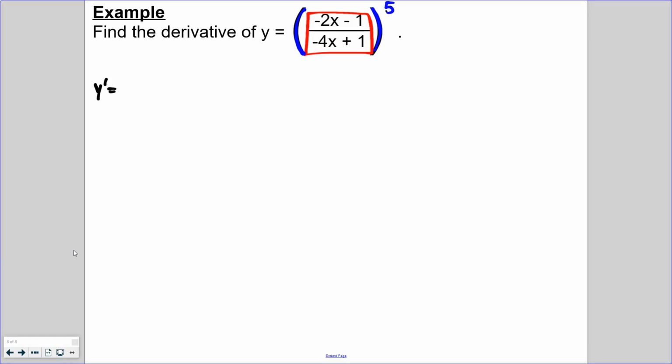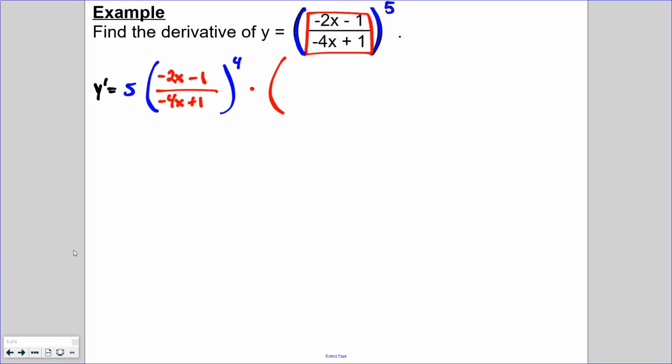Y prime is going to be equal to, chain rule says we take the derivative of the outside first. So we're going to take the derivative of the 5th power. So that's going to be 5 times the inside to the 4th power. Then we're going to put the inside back on the inside. Then we need to multiply by the derivative of the inside. And the derivative of the inside is going to require the quotient rule.